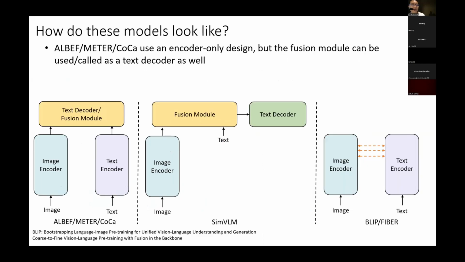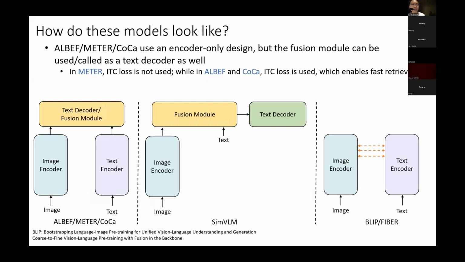The third part is the ALBEF, METER, and CoCa models. They look like this, and they use an encoder-only design. But it depends on how we call it, because in some papers, the fusion model can also be called the text decoder as well. Here we consider it a fusion model because they take the information from two modalities as the input.